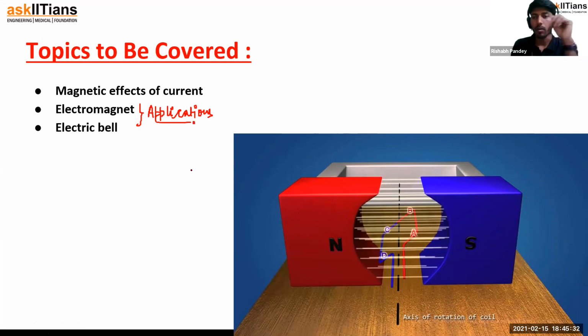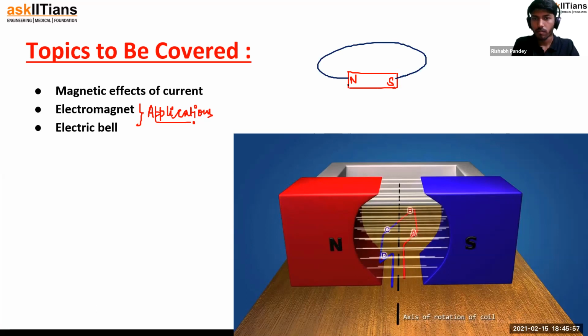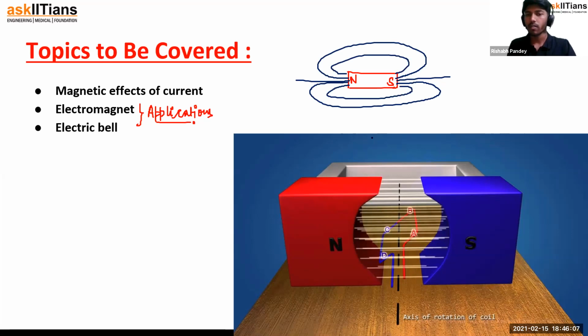Up till now we knew that a magnetic field is associated only with magnets. Say I have a bar magnet, with a north pole and a south pole. This produces a magnetic field in the direction of north to south, like this. This is how the magnetic field is produced in a bar magnet.